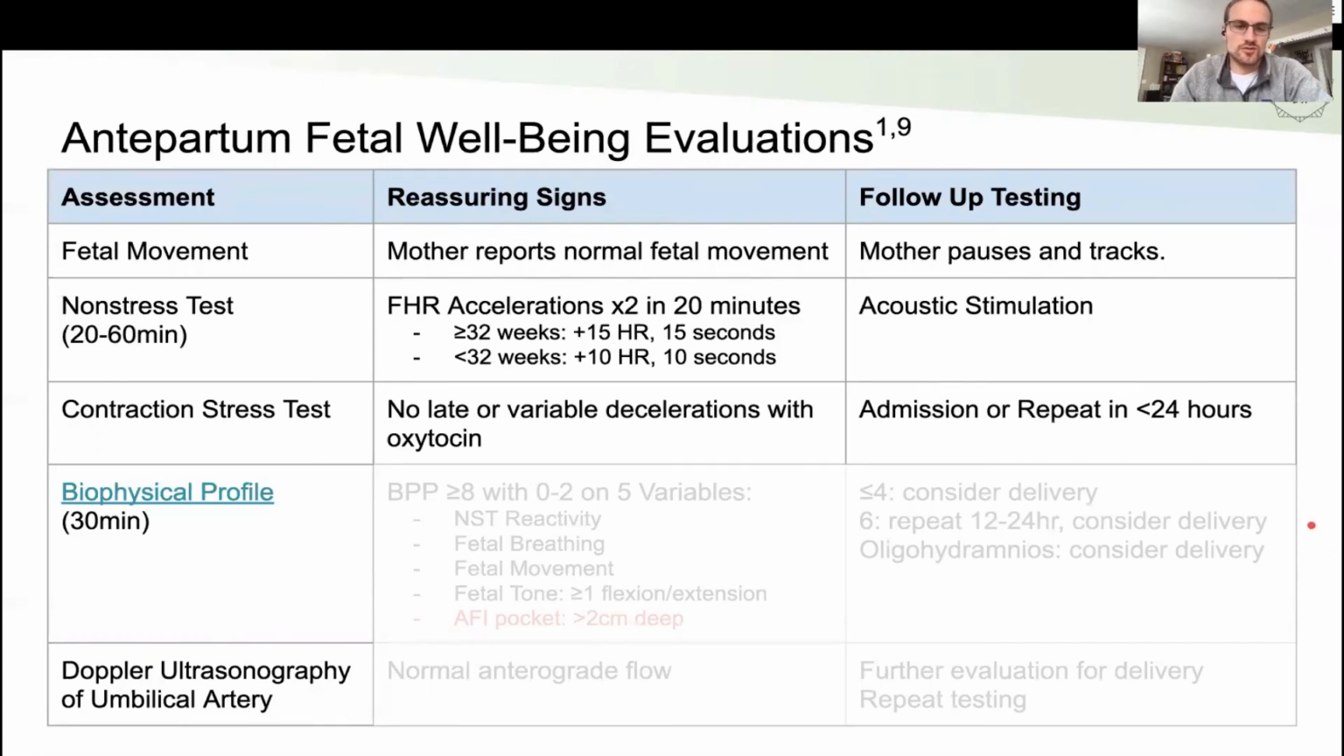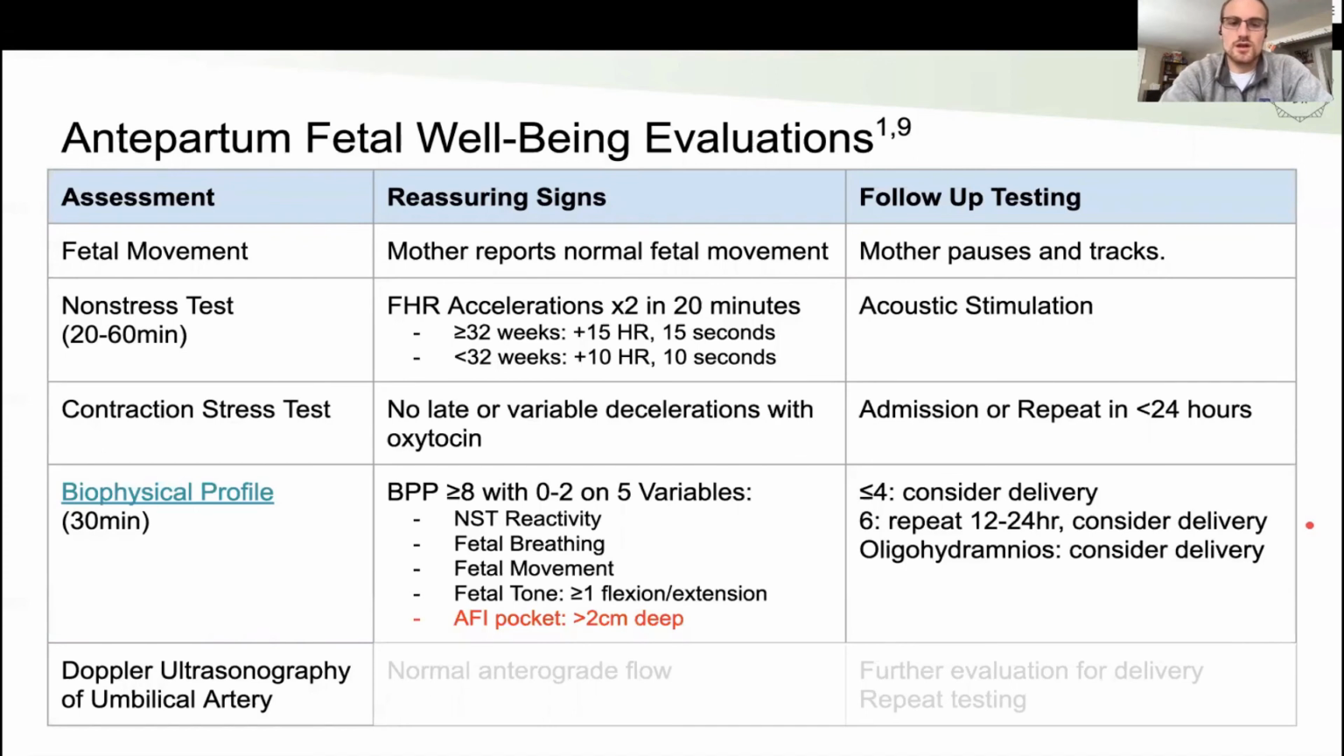Then we have the biophysical profile, and this is one that has a little bit of predictive value. You're looking for a score greater than or equal to 8 that includes this AFI pocket greater than 2 centimeters deep. If you have a biophysical profile test that does not have an AFI, amniotic fluid index, pocket greater than 2 centimeters deep, then you're concerned about oligohydramnios. In that indication, you begin considering delivery and considering interventions that you need to make in light of that, as well as additional monitoring. So even if you have a BPP that's greater than 8, but you have an oligohydramnios, that is not a normal BPP, and you need to do further workup.